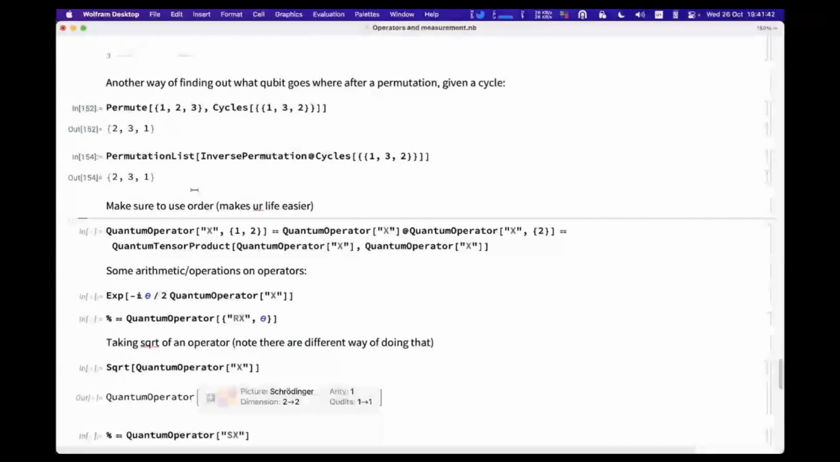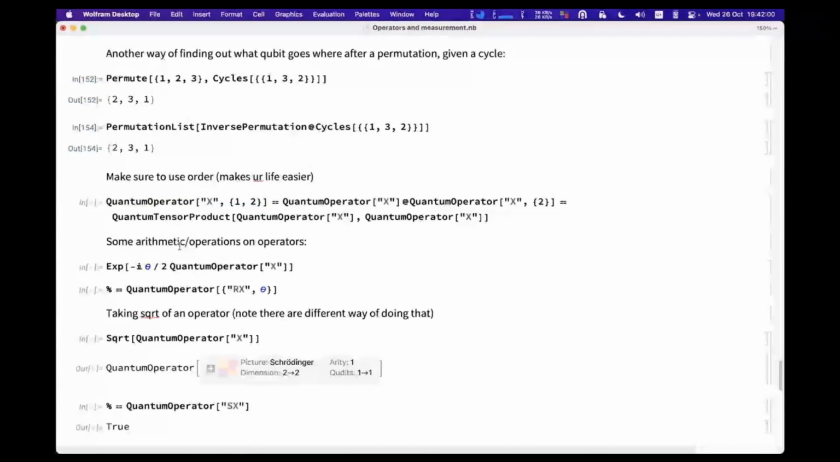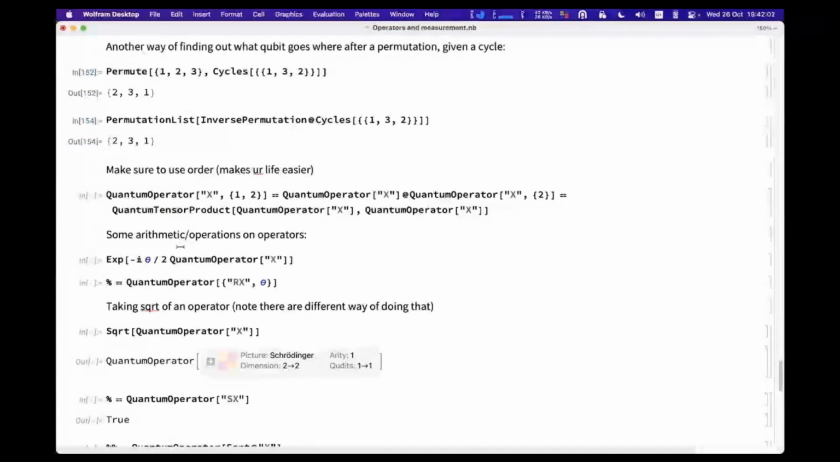Remember to use order. Order makes your life easy whenever you are constructing the operator. Behind the scene, we understand where we need to do the quantum tensor product, like the example that you see here. Instead of making a composition, the order understands that. That's exactly the same as the quantum tensor product. You can write down the tensor product if you like.